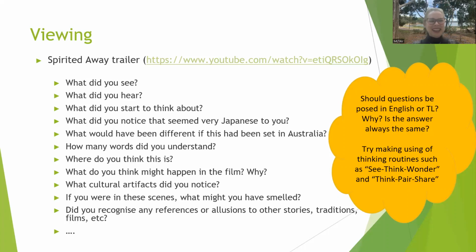What did you see? What did you hear? But I also think the things like, what did you start to think about? What did you notice that seemed very Japanese to you in this case, but whatever the appropriate language and culture is? What would have been different if this had been set in Australia? I think within our study designs and the VCE courses now, there's a lot more focus on that comparative, both culture and language, sort of comparative stuff.